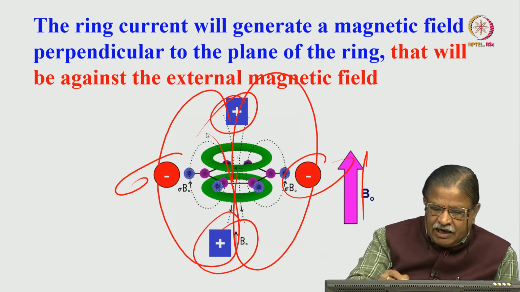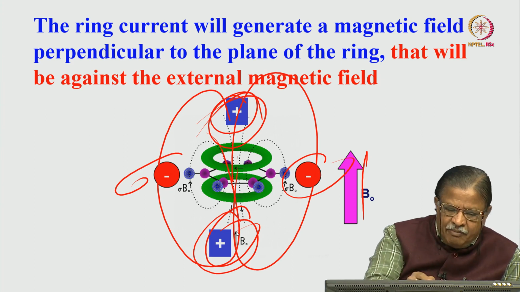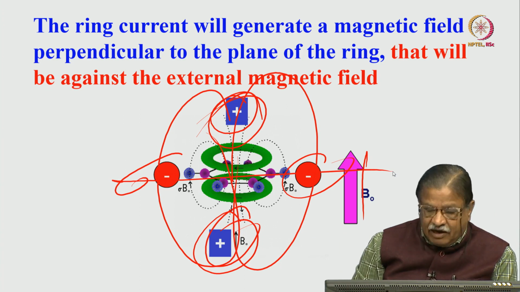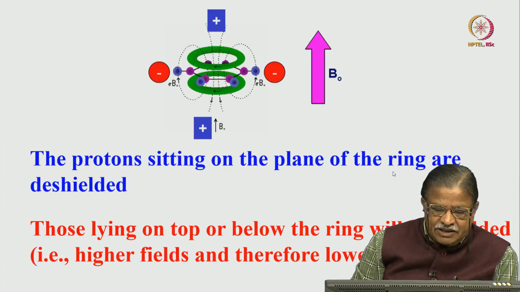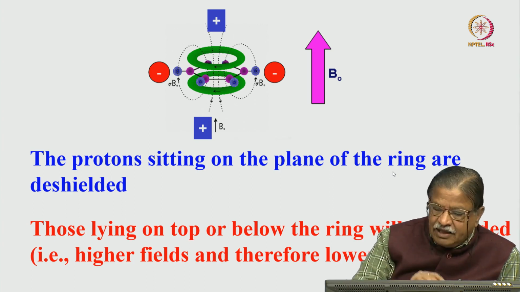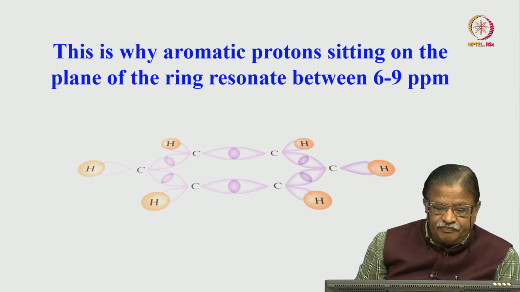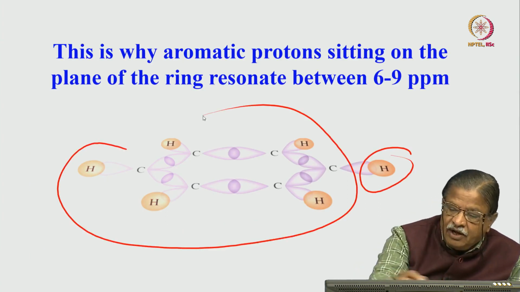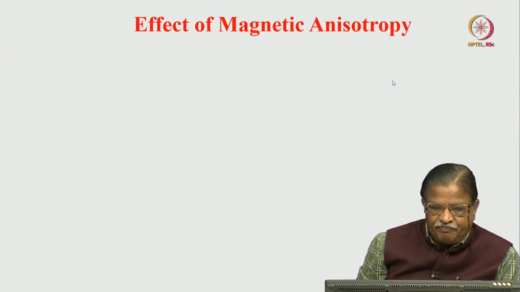So as a consequence what happens, here it gets added up above and below the plane of the benzene ring, but in the plane of the ring it always gets de-shielded. This is what happens like this. The protons sitting in the plane of the ring are de-shielded, those lying above and below are always shielded. This is the reason why all these protons of benzene come between 7 and 8 ppm generally.